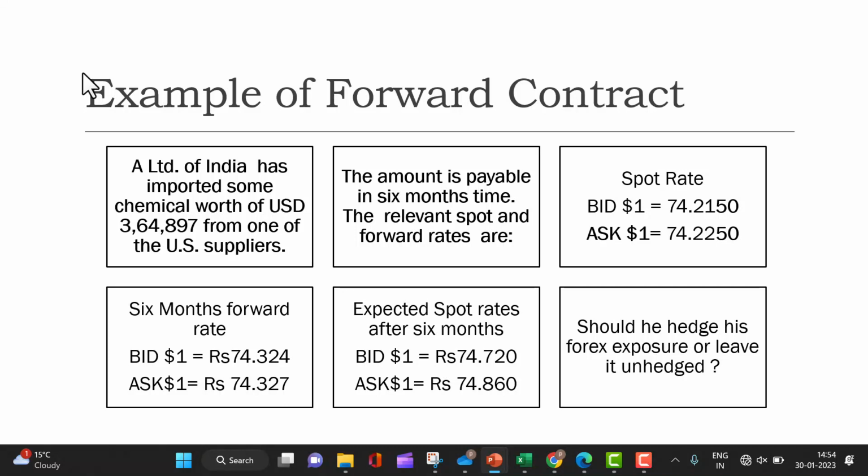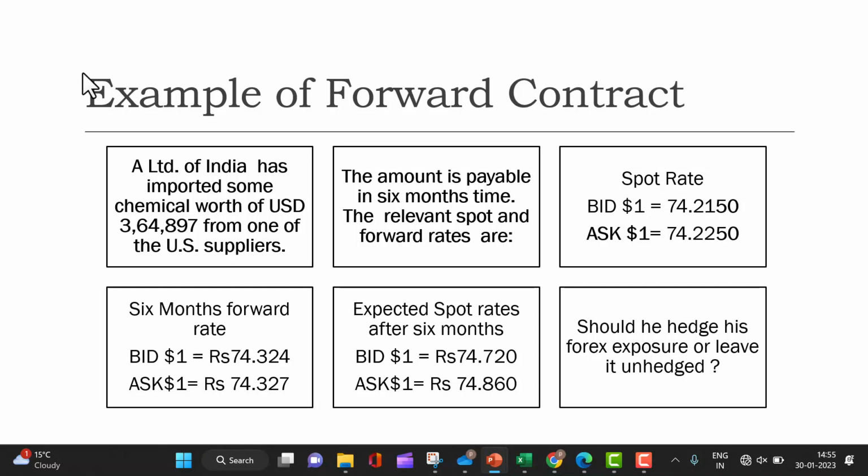If you are an importer, what rate is important for you? Ask. So compare the ask rate, the spot rate and the forward rate. Here you have to focus basically on the spot rate and the 6 month forward rate. The ask rate today is 74.2250 and after 6 months the forward rate is 74.32. And the expected spot rate is 74.860. That is, after 6 months you are expecting the dollar to become more expensive.